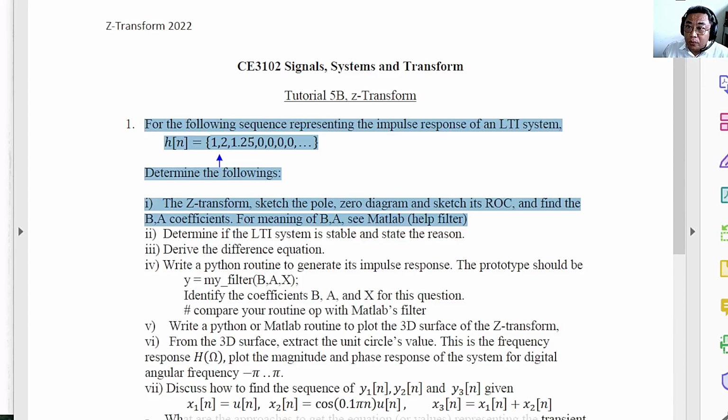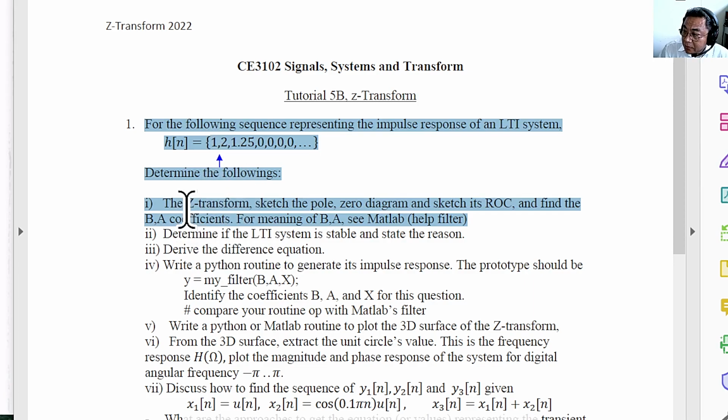This is CE 3102 Tutorial 5B question 1. In this question, we're given a LTI system that has the impulse response of this. Notice the arrow here, it indicates that n equals 0, so it should be lining up to 1.